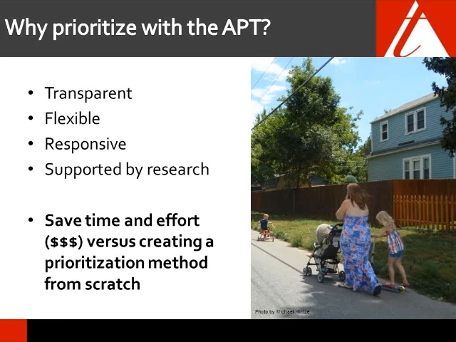So why prioritize with the APT? I think these four points here are the key things that this tool is going to deliver for you. First, transparency. It's designed to facilitate transparency by breaking the prioritization process down into a series of discrete steps, each of which can be easily documented and explained to the public.